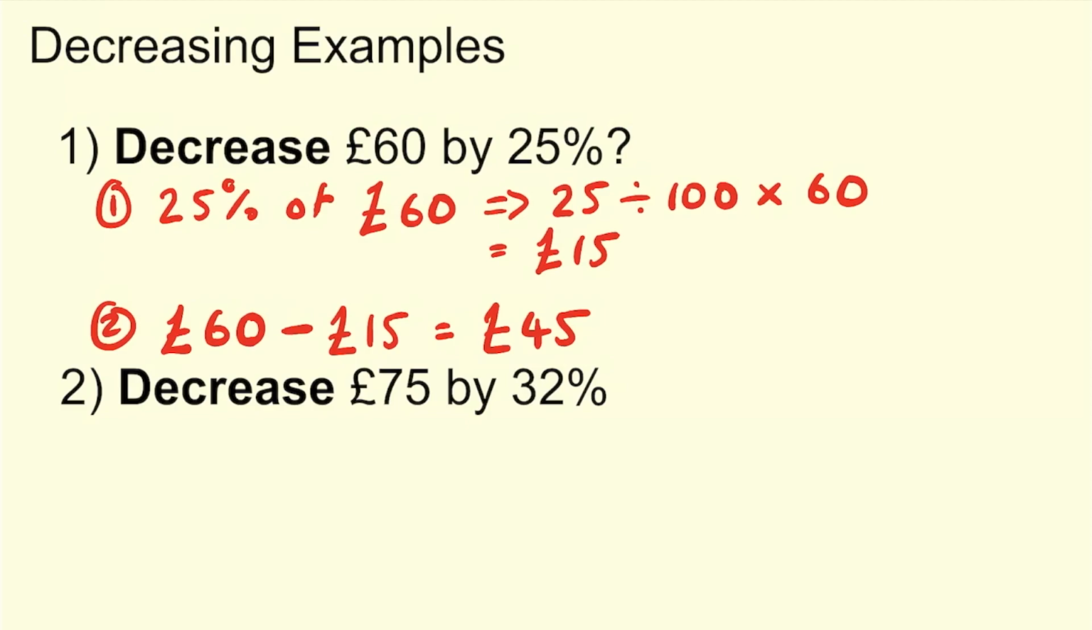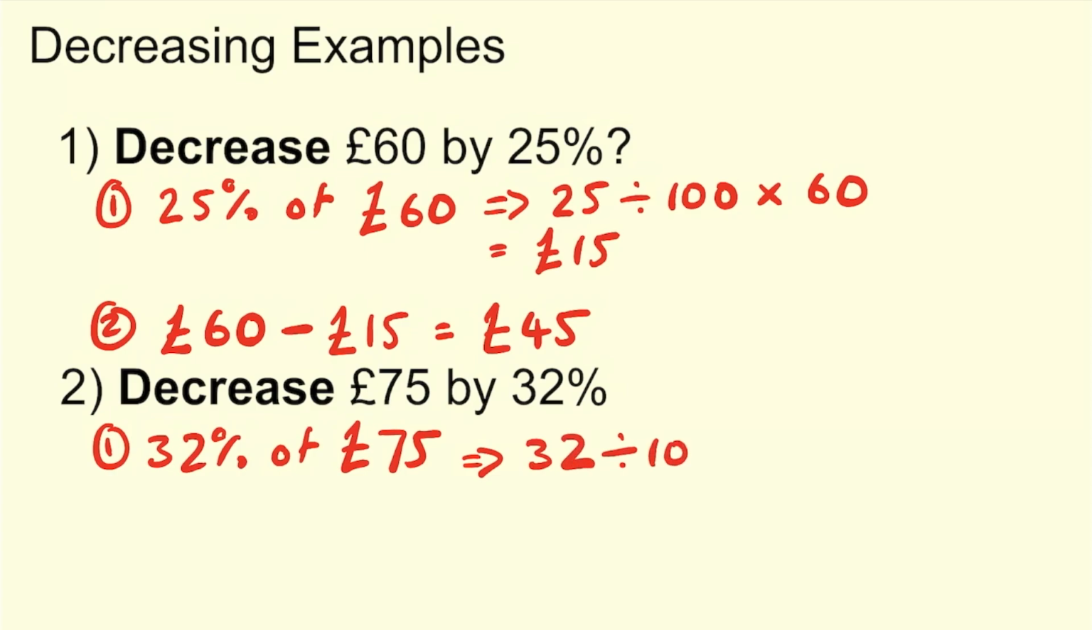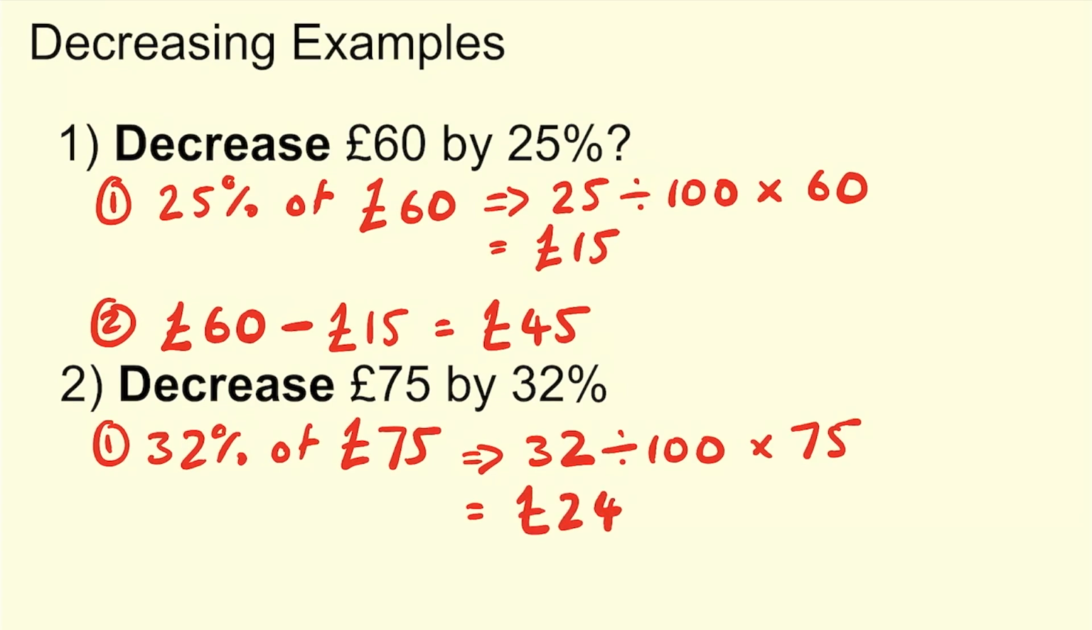For question number 2, we're going to decrease £75 by 32%. So first step again, let's find 32% of £75. Gives us £24. But remember, we're going to do step 2, where we're going to take the original amount of money, £75. We're going to subtract the equivalent to 32% of that amount, which is £24, gives us £51.